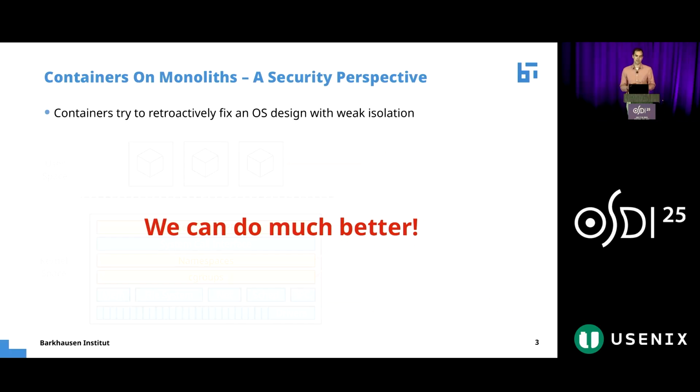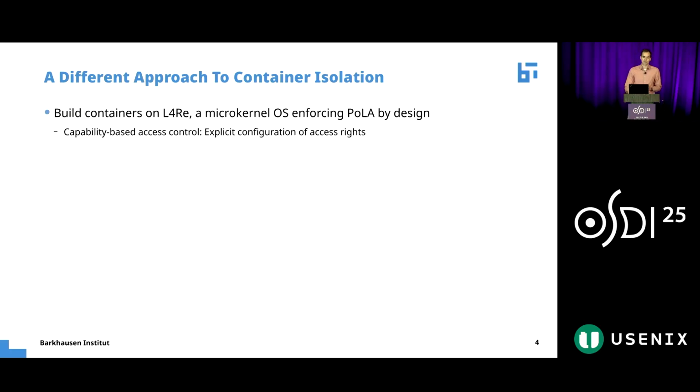And this is a bold claim. So how can we do much better? We can do much better by building containers not on a monolithic kernel, but rather on a microkernel, like L4Re in this example. Microkernels like L4Re enforce the principle of least authority by design. And one cornerstone of this approach is the use of so-called capability-based access control.